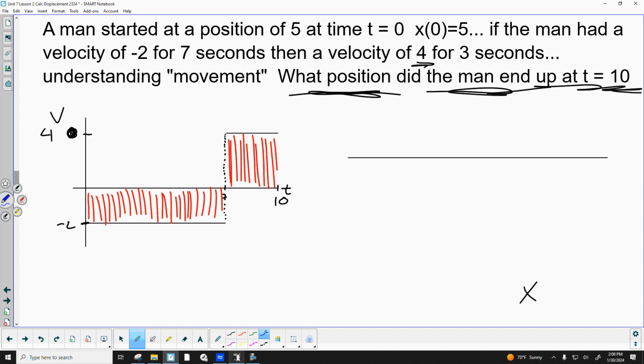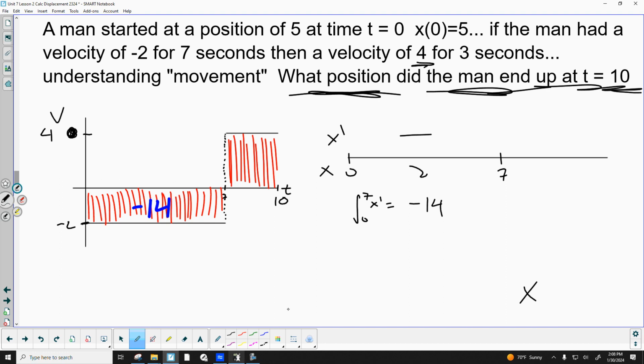All right, ready? Here we go. From 0 to 7, my area, my accumulation is negative 14. Let's see if you get it right. From 0 to 7, my derivative is negative, which means my position decreases. If I accumulate, which is done without a calculator because it's easy, I get negative 14. That's how much I decrease. That's how far I go to the left.